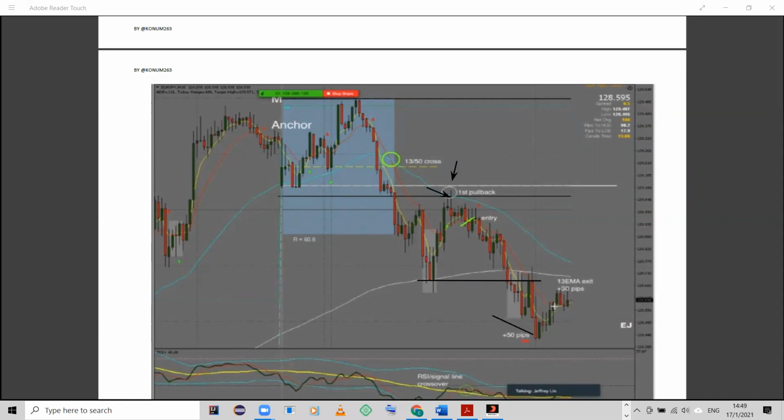For those of us who will be using the 13 MA as our exit, our exit is right here. We would have gotten out of this trade with our 30 pips. Really beautiful, it would have been a beautiful trade. And most trades are like this. I repeat, most trades are like this. The patterns are just the same.